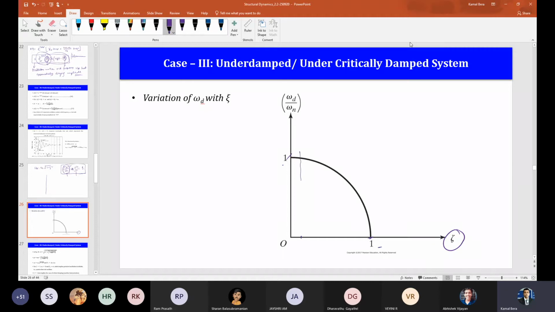For zeta of 10% or 20%, you may find in the Chopra book that they have hashed it or colored it. You see it is almost the same, so omega_d by omega_n is almost 1 for this range. So that is the graphical representation.